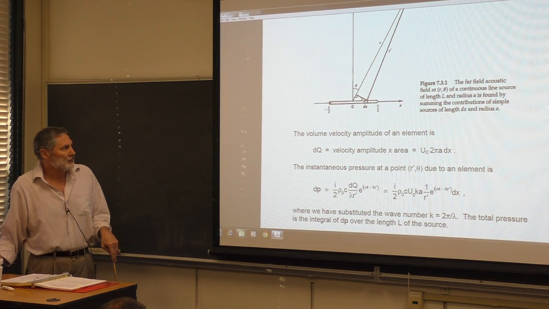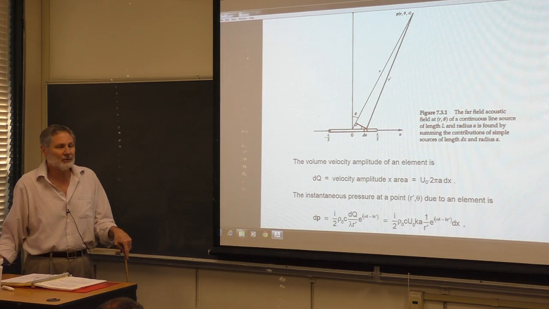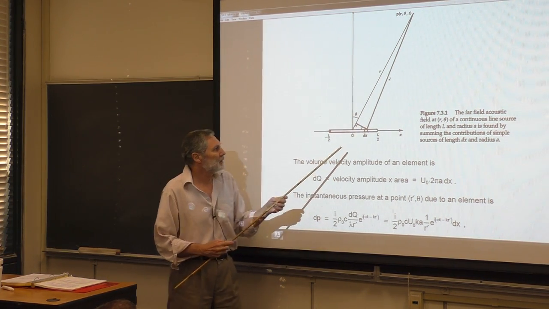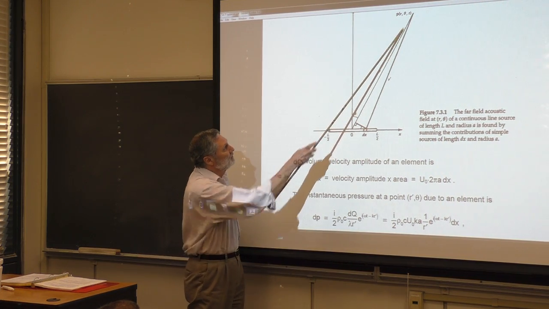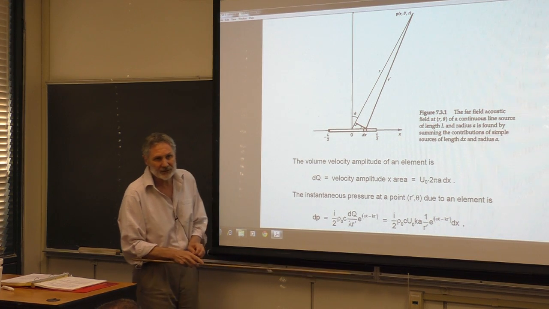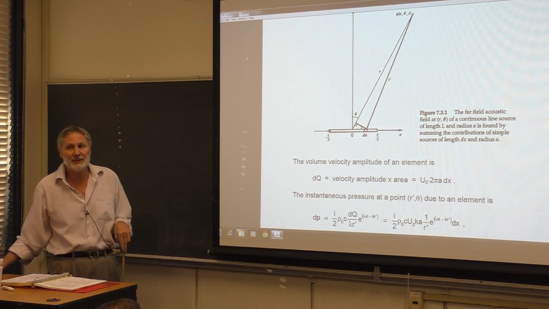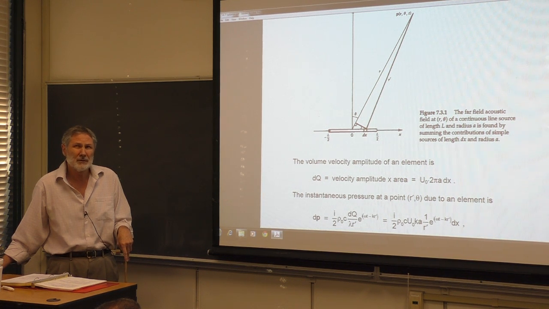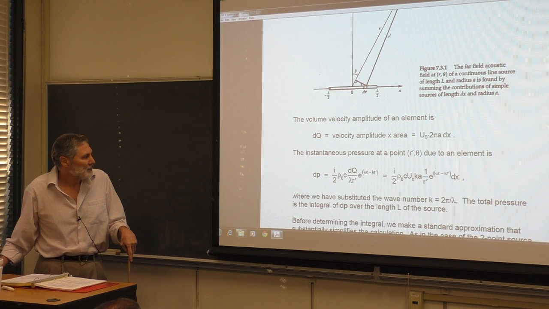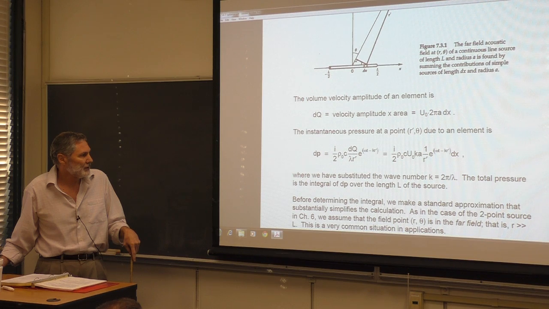Before we do that, though, we're going to make an approximation here, a standard approximation. We've talked about it before. We're going to assume we're in the far field. The far field means that this distance r right here is much greater than the length L. This is almost always the case, and it greatly simplifies. We did that for the two-point source, remember? r is much greater than L.